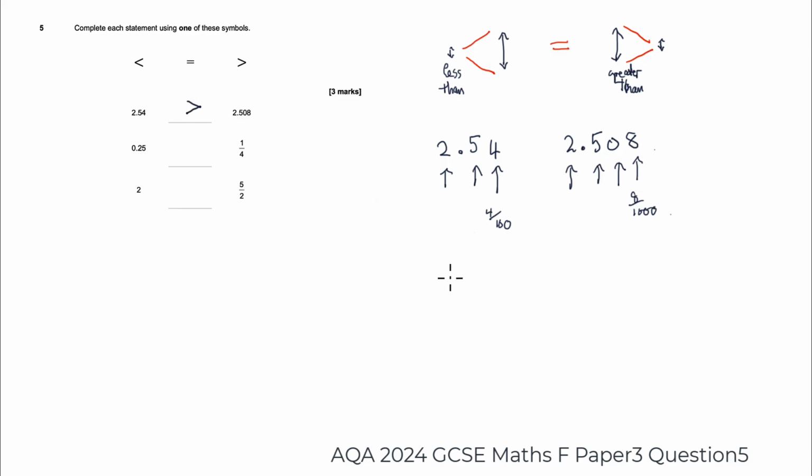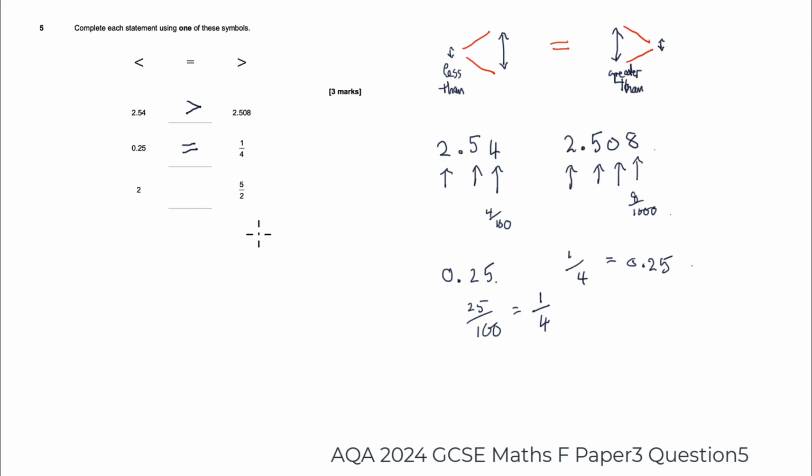And let's look at 0.25 and 1/4. Now you do have a calculator, so you could just go 1 divided by 4 if you don't know the answer to this. 1 divided by 4, and you'll find that that comes out as 0.25. This is 25 hundredths. And cancel by 25, you get 1/4. So these are equal.